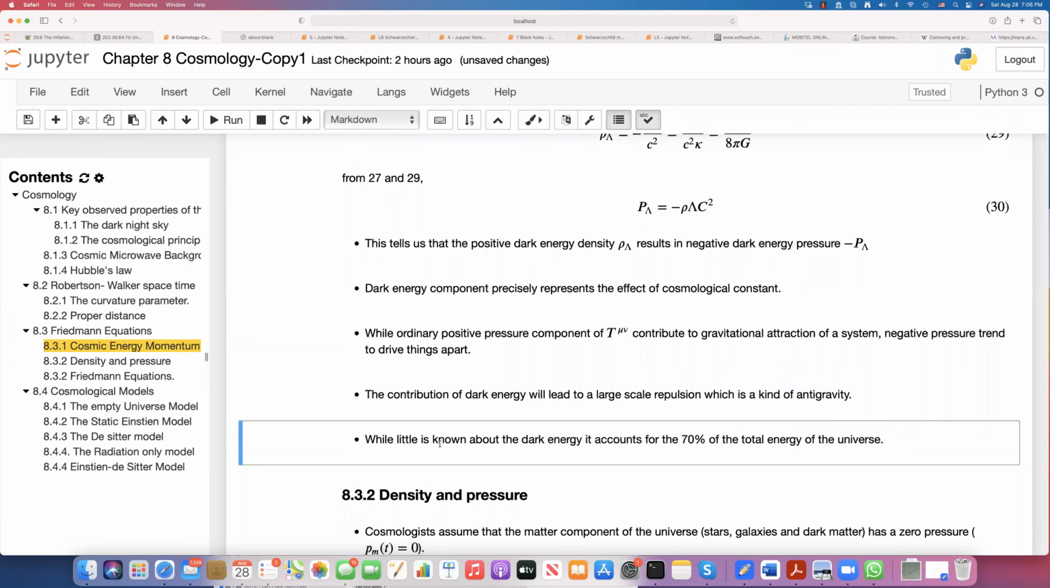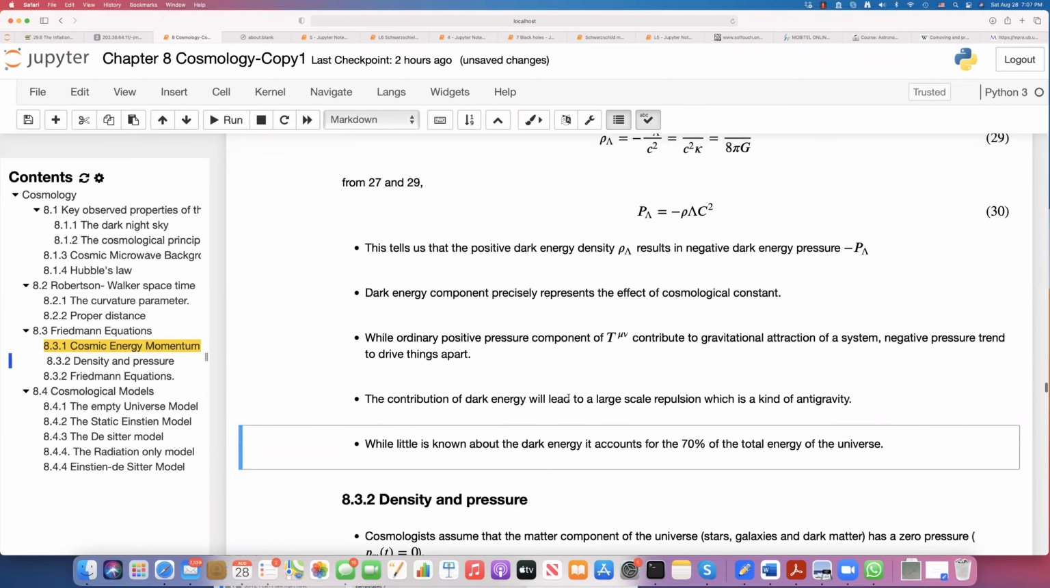Right. So that is important here, right? The dark energy contribution will lead to large scale repulsion, which is a kind of anti-gravity. So that's what is normally called anti-gravity. However, we only know little about the dark energy. What we know is that this accounts for 70% of the total energy of the universe, by the way, right? So that is the mystery that we have.